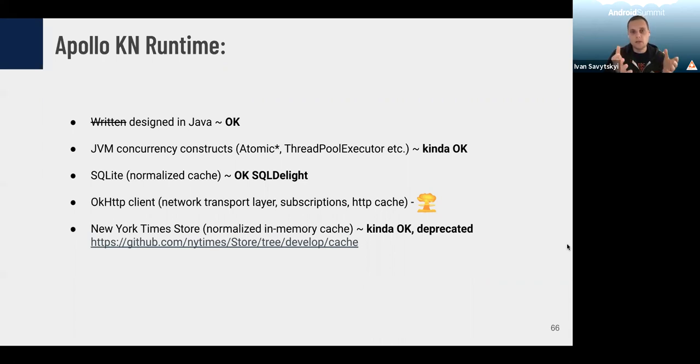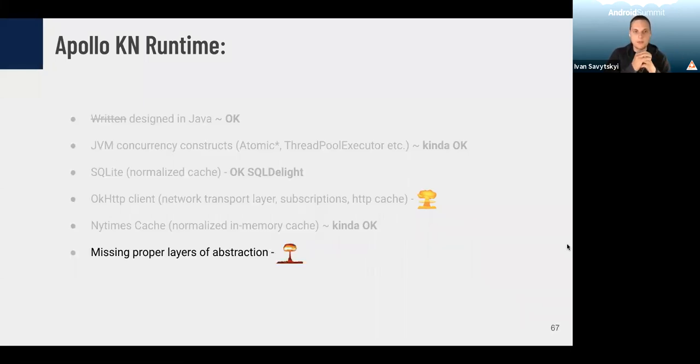The first one that was some kind of a showstopper for us is the HTTP client that we are using for the network transport layer, and it's not Kotlin native yet. The New York Times store library that we are using for in-memory cache, again, it's written in Java. We could convert that to Kotlin, make it platform agnostic, but also it's deprecated. But all of this doesn't really matter because of this.